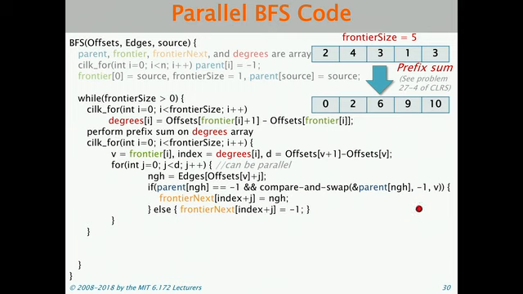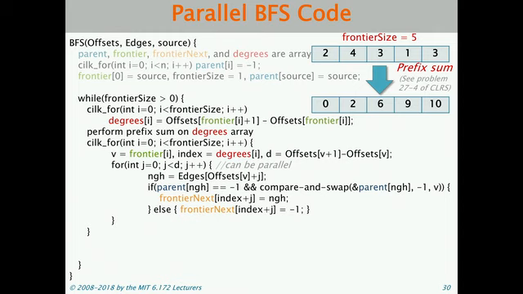I'm going to try to swap in the value of v with the original value of -1 in parent of neighbor. And the compare and swap is going to return true if it was successful and false otherwise. And if it returns true, that means this vertex becomes the parent of this neighbor. And then I'll place the neighbor onto frontier next at this particular index, index plus j. And otherwise, I'll set a -1 at that location.